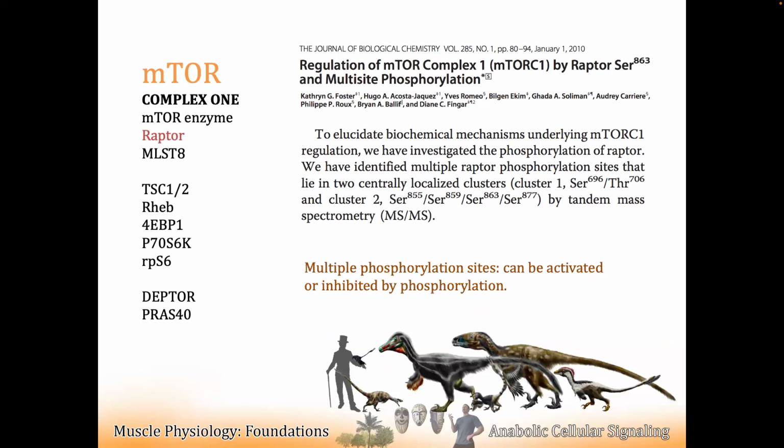So mTOR can phosphorylate stuff. And in times of nutrient surpluses or scarcity, Raptor is going to behave very differently. It gets turned on or off by phosphorylation, but it has multiple phosphorylation sites. So sometimes the attachment of a phosphate to Raptor can activate it. And then other times, depending on where that phosphate attaches, Raptor can be deactivated. Again, multiple phosphorylation sites.